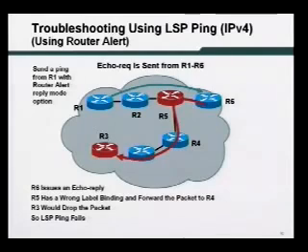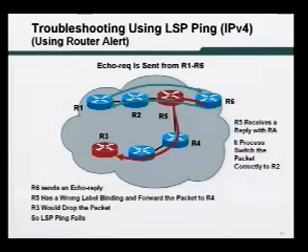So, on top of the regular label. When R5 receives the echo reply, as soon as it looks at the router alert label, it punts the packet to the route processor. The packet goes to the route processor on R5. R5 looks at the content: hey, this is an echo reply destined for R1.